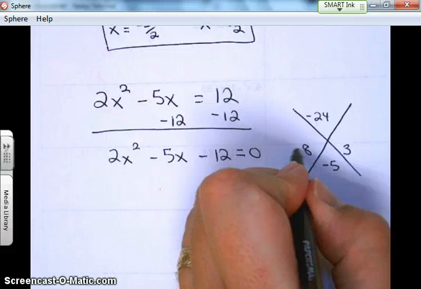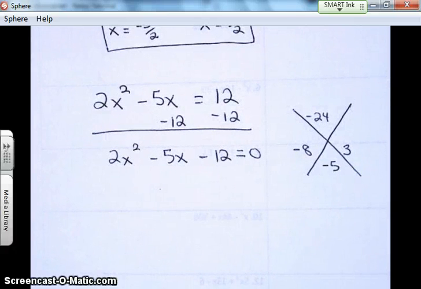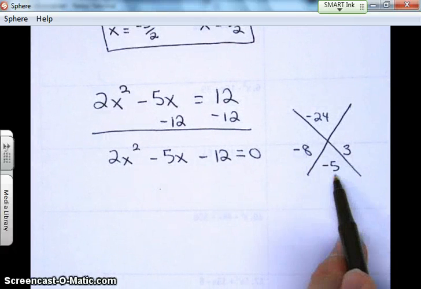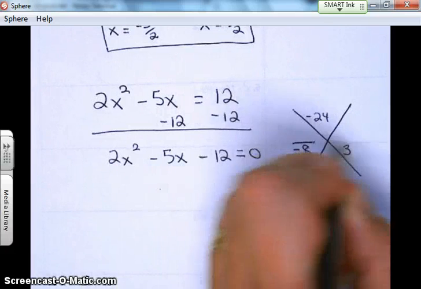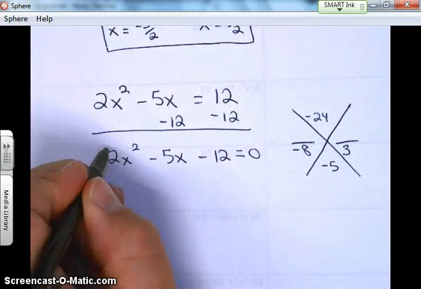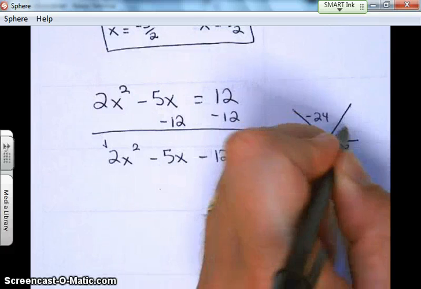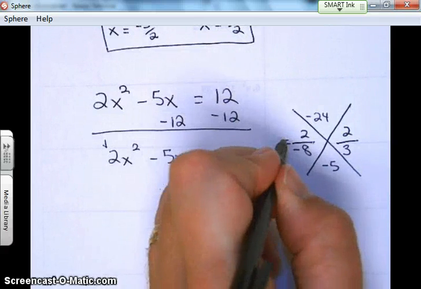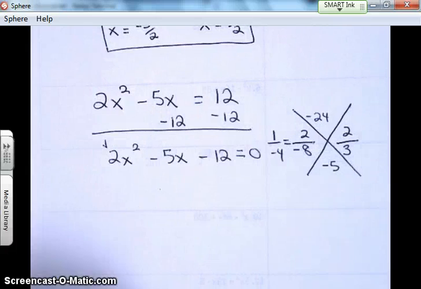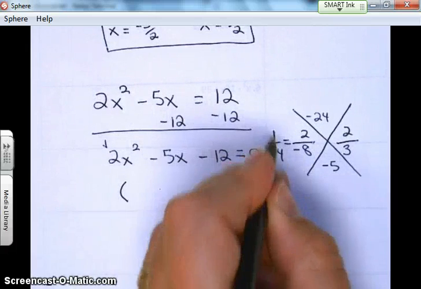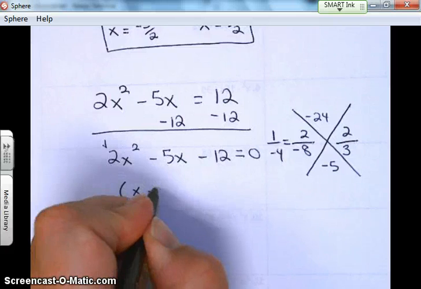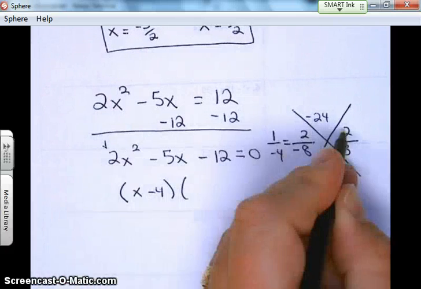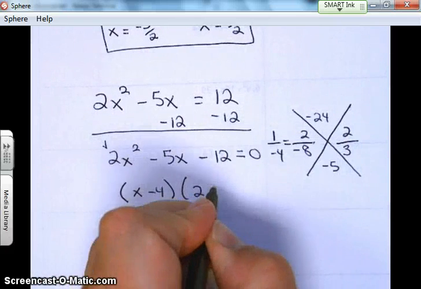Looks like I want to make the 8 negative, since they'll add to give us negative 5. Put our a value on top. Simplify. So we're going to end up with x minus 4 and 2x plus 3.